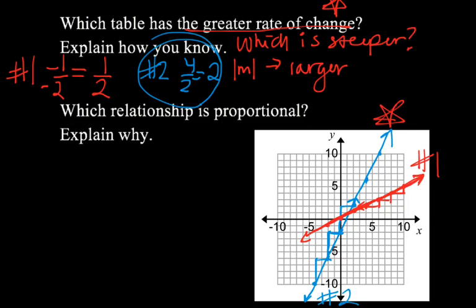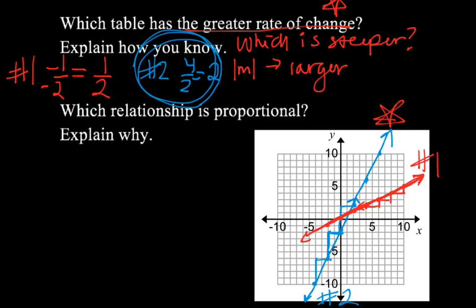So number 2 is my greater rate of change. Now on this problem, you did not have to do both. You could have decided that table number 2 has the greater rate of change because the line was steeper, and that would be your explanation. So if you looked at the steepness of the line to determine the answer, that's your explanation.